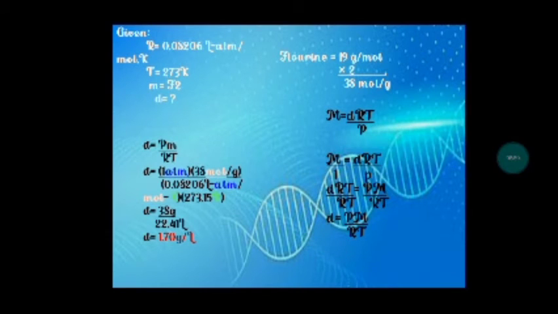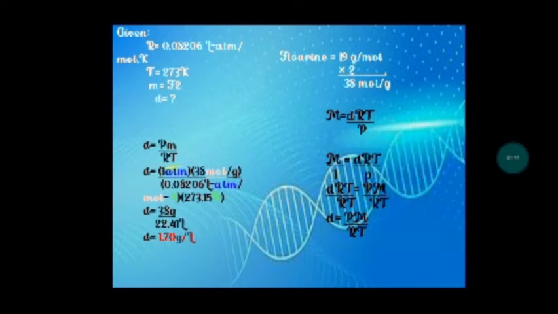So we substitute the value. The value of pressure or P is 1 atm. The value of our molar mass is 38 gram per mole. Then over the ideal gas constant, 0.08206 liter atm per mole per Kelvin. And also the value of our temperature is 273.15 Kelvin, or 273 Kelvin is the constant.